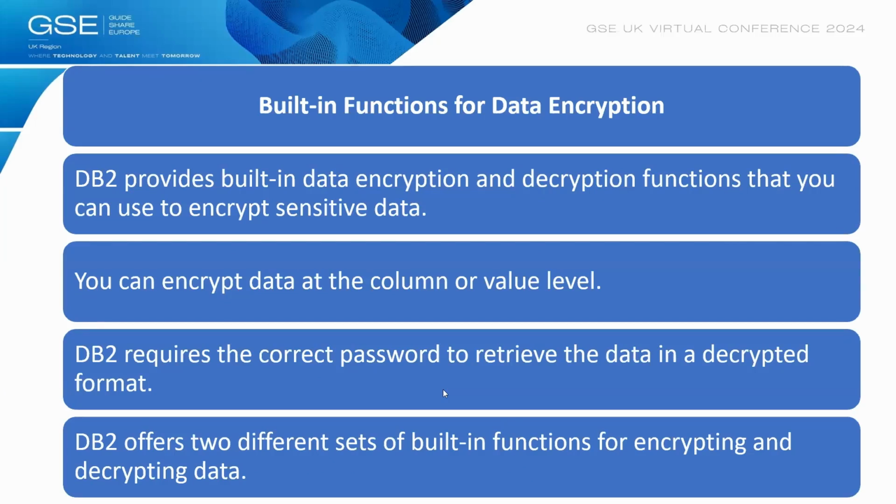We have built-in encryption and decryption functions that can be used to encrypt sensitive data. We can encrypt data at the specific column or even on the value level. If we would like to retrieve the data in decrypted format, we need to be fully authorized and get the accesses. And Db2 offers two different built-in functions for encrypting and decrypting data.